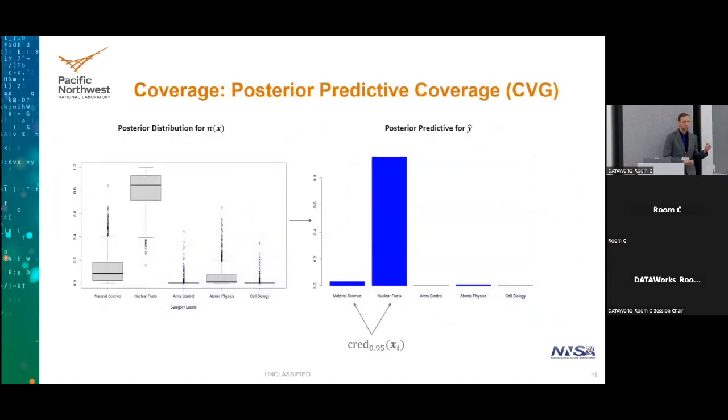Coverage. If you have a single document and you predict the class, yes, you can get a single point estimate of the class you think it is, or you can create a credible set. And in your credible set, what we'd want is for the true value to be in that credible set at the alpha rate that you predetermine. So in this case, maybe nuclear fuels and material science constitutes your credible set. And if the right answer is in there 95% of the time, you have coverage that is well adjusted as well.